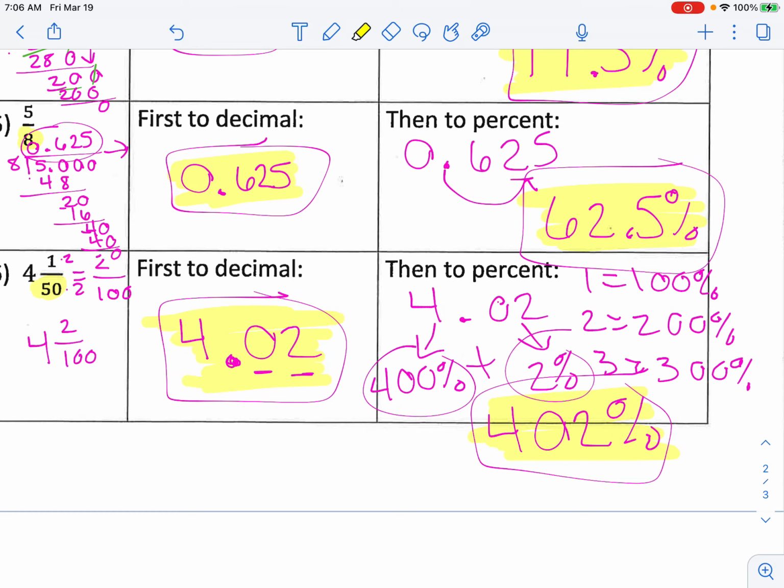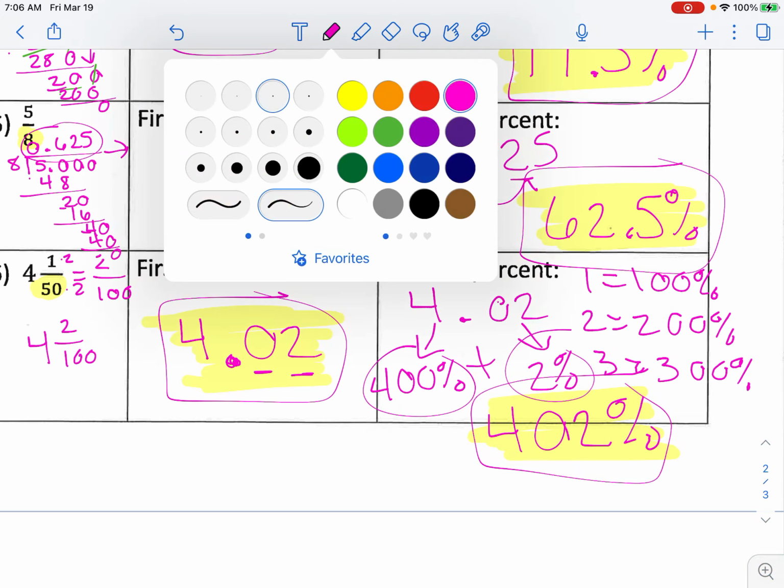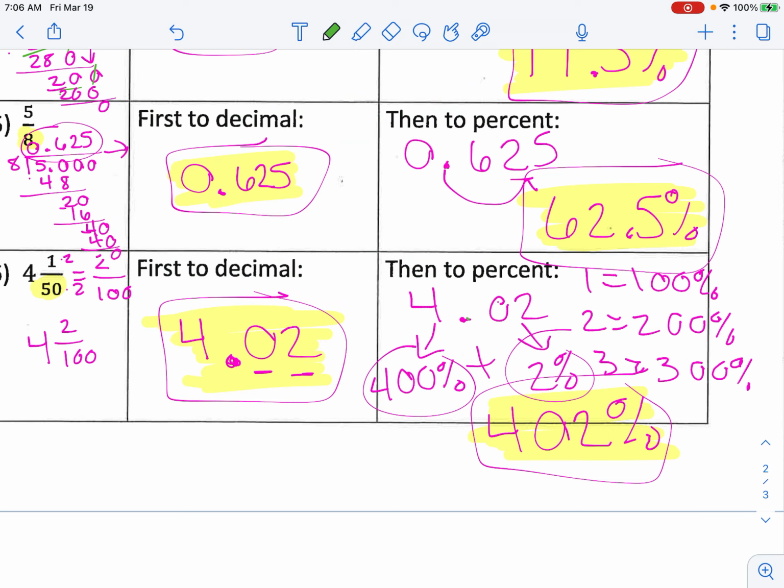Now, another thing you could have done also, remember once you have your decimal, let me choose a different color so you can see where I'm at. I'm going back up here to the 4 and 2 hundredths. Remember, another thing we could have done like we did up here was you can just slide that decimal 2 places to the right, and then you would have had your 402%.